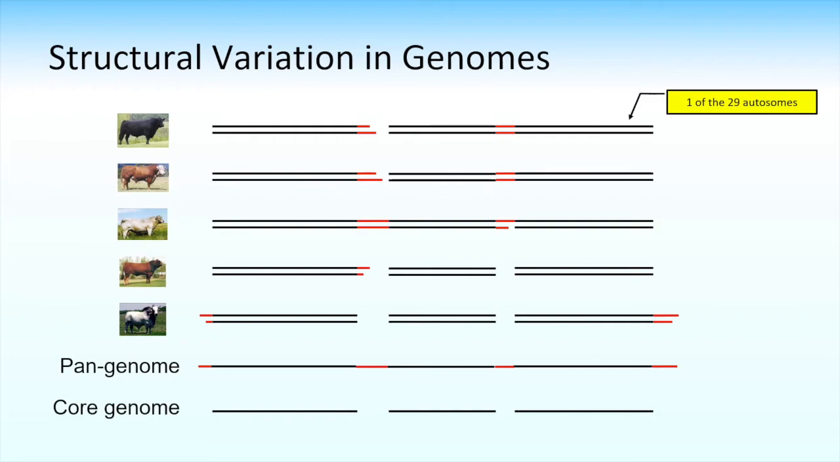This slide attempts to illustrate the concept with hypothetical structural variation between and within several diverse breeds. The pangenome is a collection of all sequences that can be found in cattle, while the core genome is a set of sequences that all cattle share.